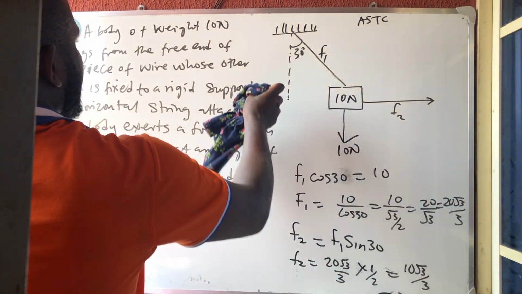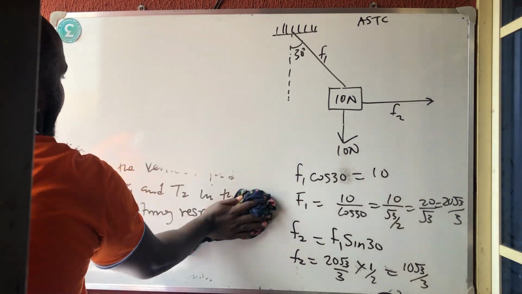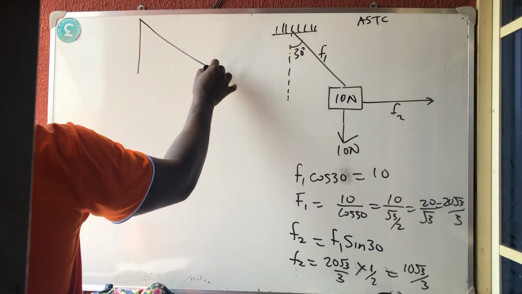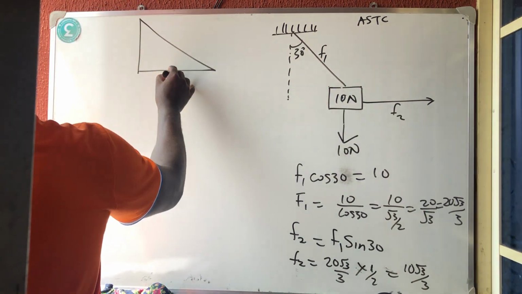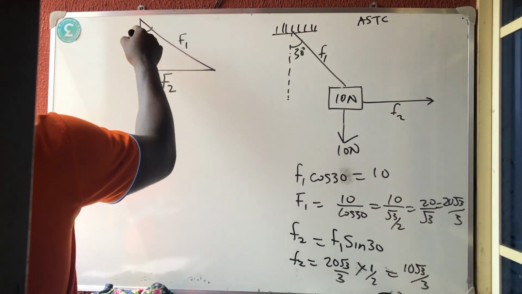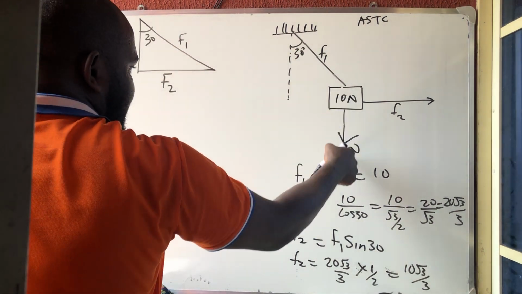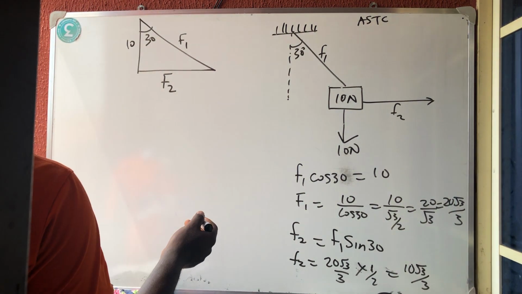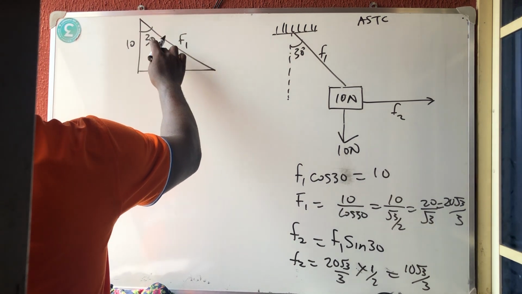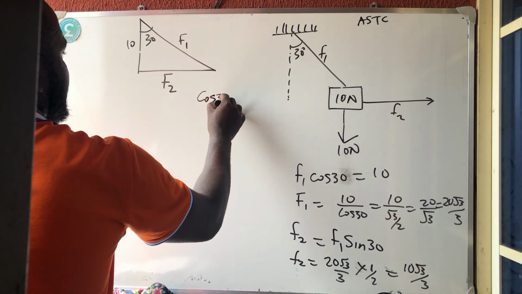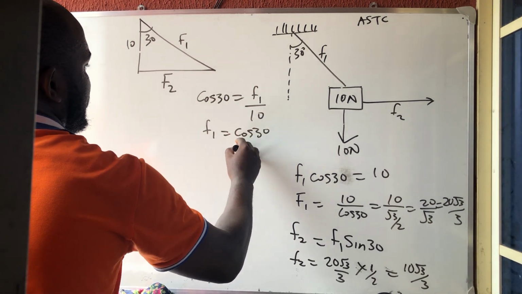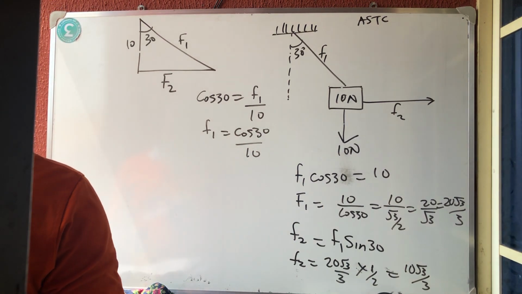But alternatively, if you watch the last video, you see the way I solved it using a triangle. You can solve it using a triangle. This line is this horizontal one, F2. This one is F1. And here is 30. The one down is 10. So very simple. To get F1, adjacent over hypotenuse, which is cos 30, is equal to 10 over F1. Okay, is it?